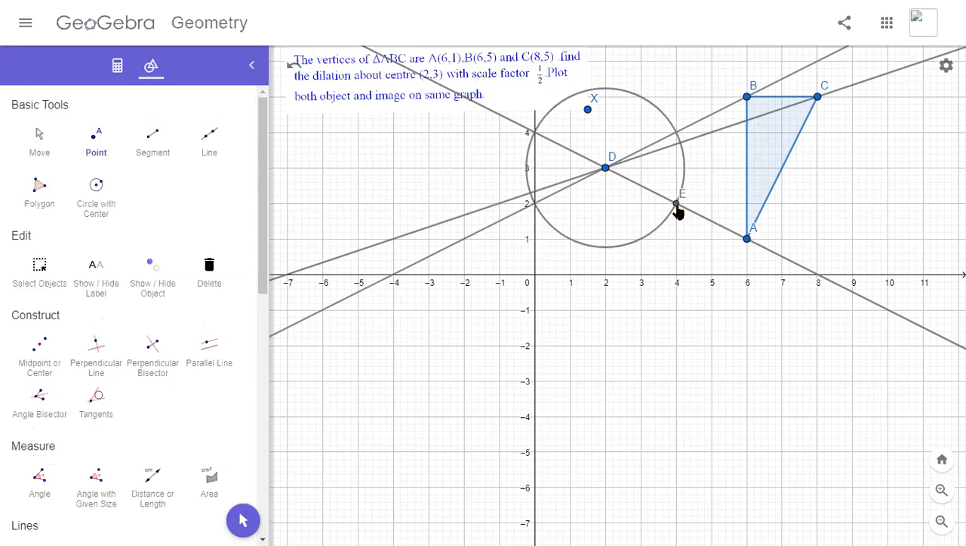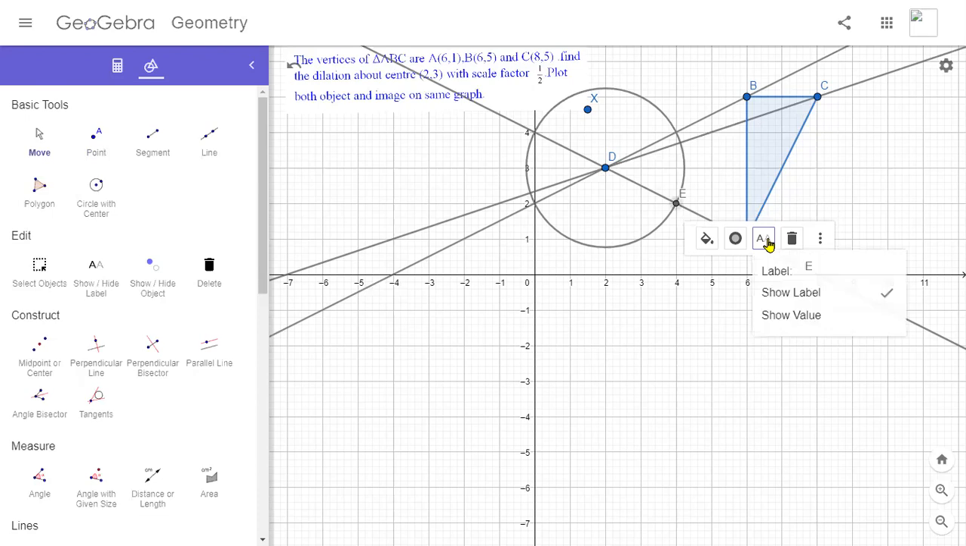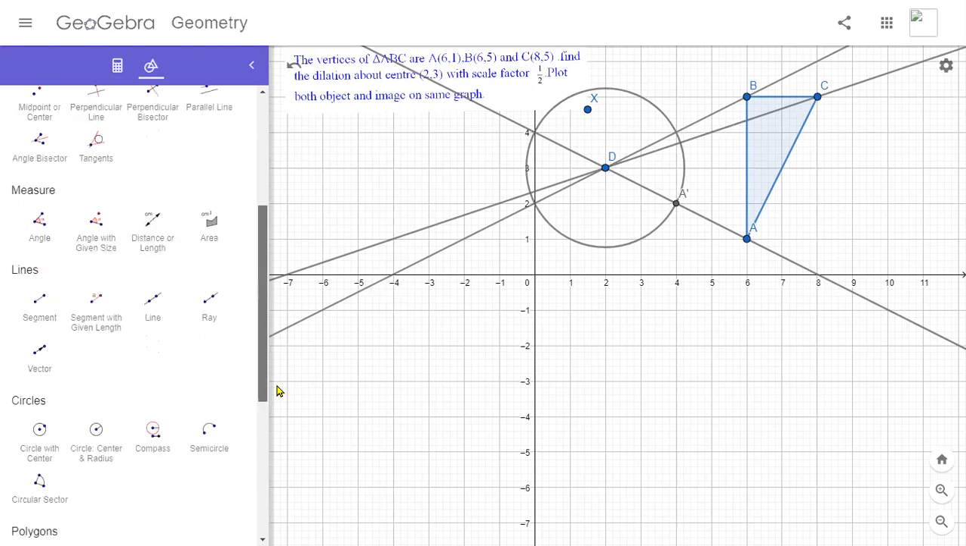Let me rename this point E as A prime, because this is the image of the vertex A. Let me rename this as A dash. Here we have just identified the image point of this vertex A. Similarly, let's do it for the vertices B and C.